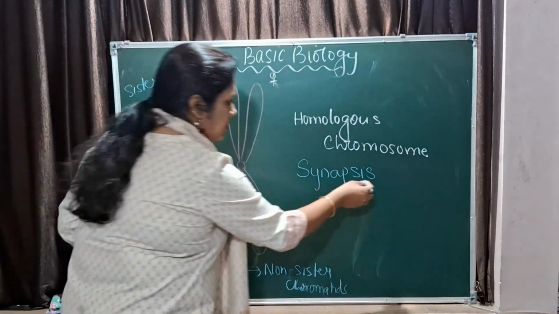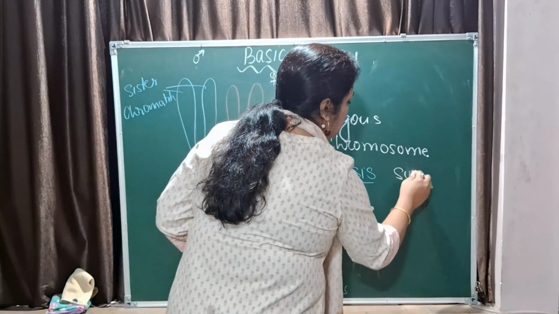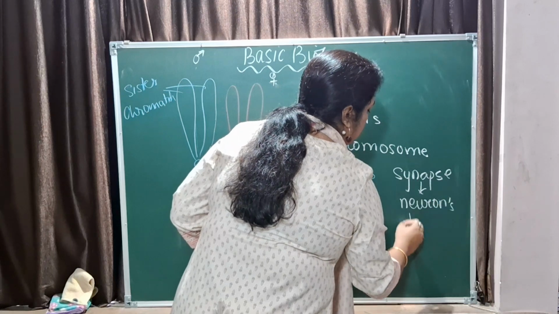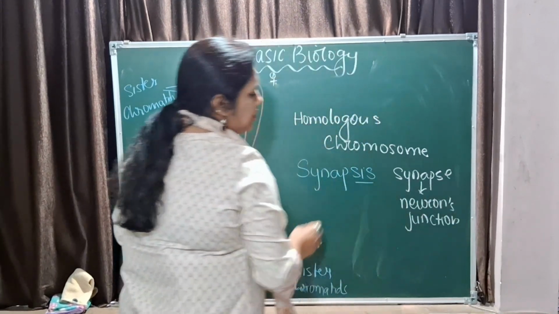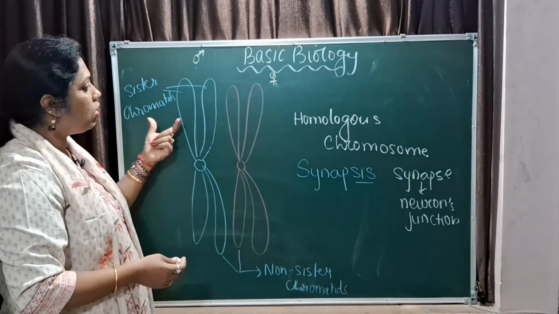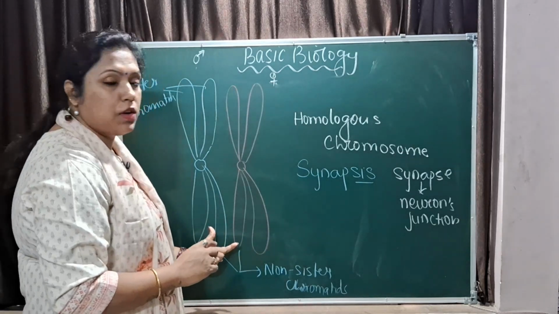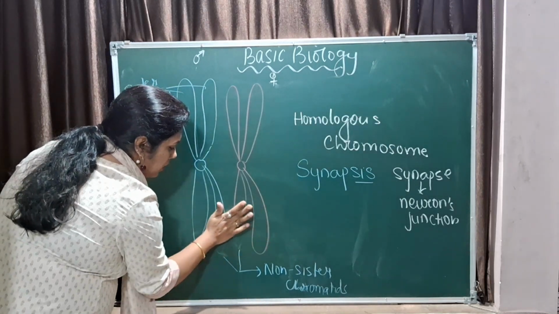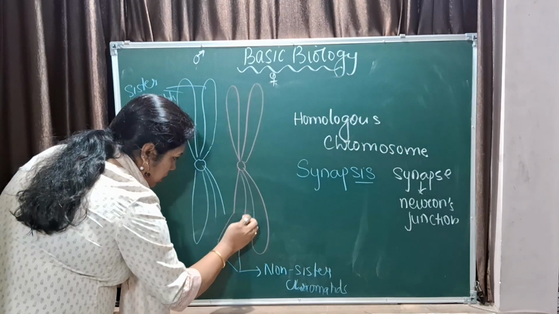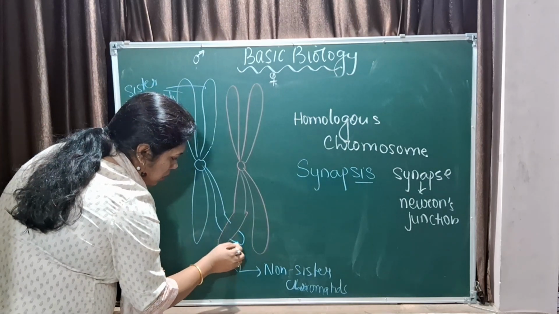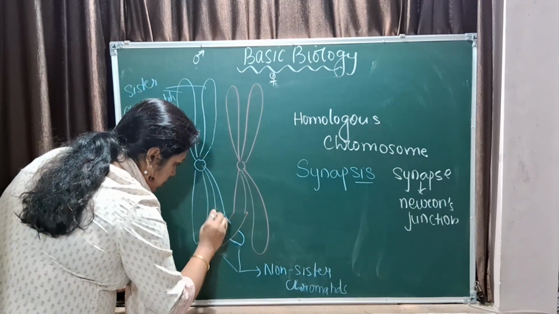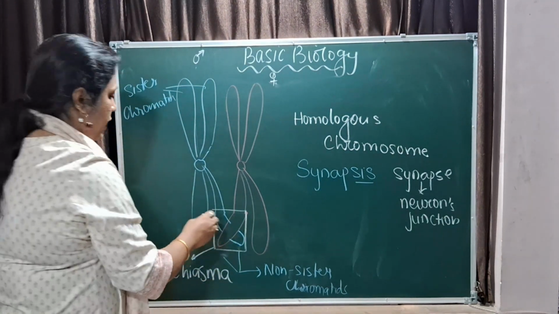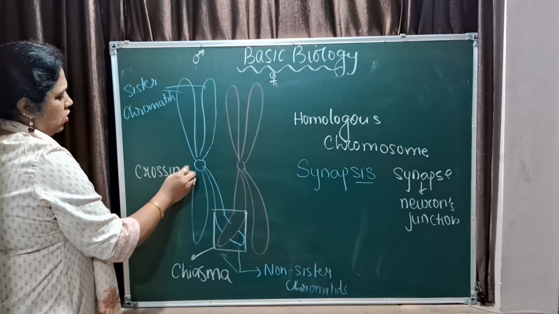There is another word called synapse. Remember, this is the neuron junction we studied in the nervous system chapter. Here, synapsis is homologous chromosomes coming closer to each other for the process of crossing over. Now these two cross their wings. This X-shaped structure is called chiasma, and the process is called crossing over.